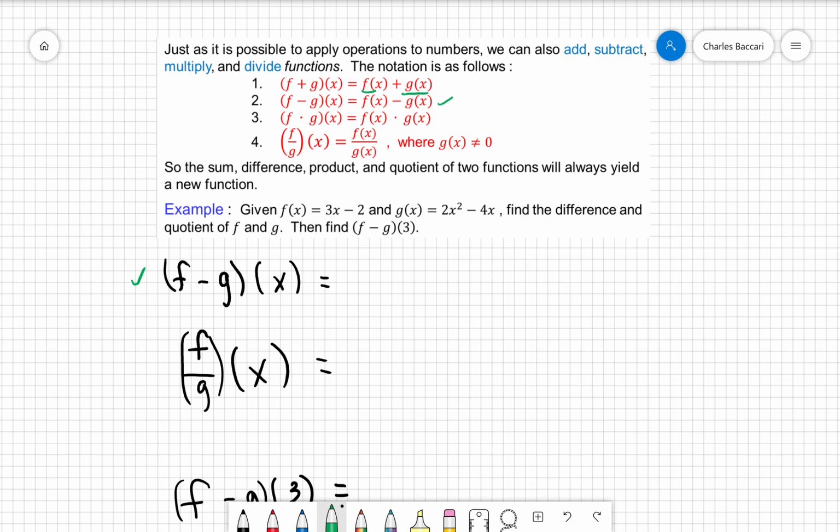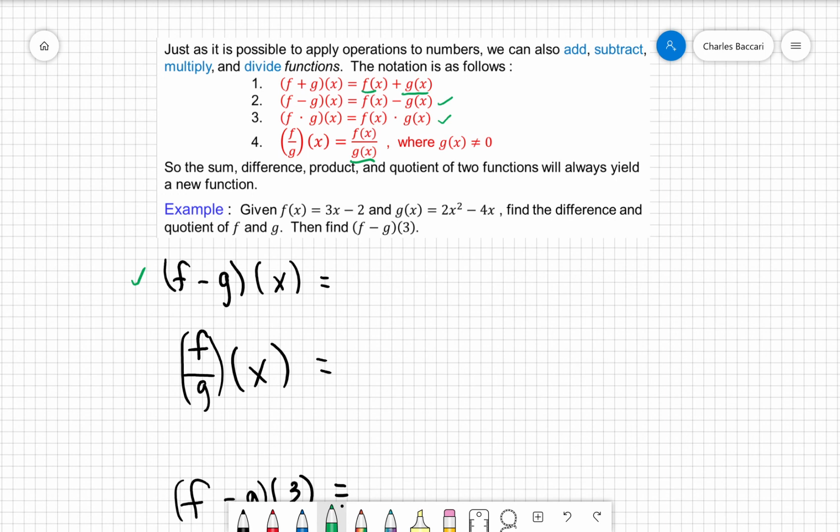The next one that I'm talking about is going to be f times g. This is not to be confused with f of g of x or g of f of x. It's simply you take function f, you take function g, and you multiply them together, and you get a new function, f times g of x. And then we have f divided by g of x, the function f divided by the function g, where g is not equal to 0, obviously, because if g was equal to 0, this would be division by 0, and we can't have that under any circumstance.